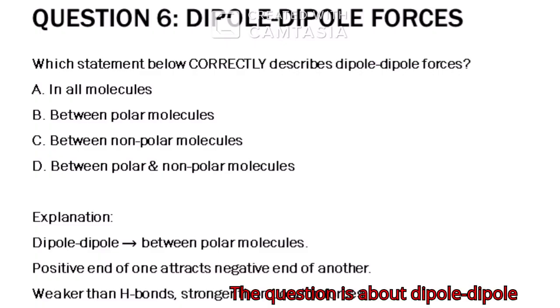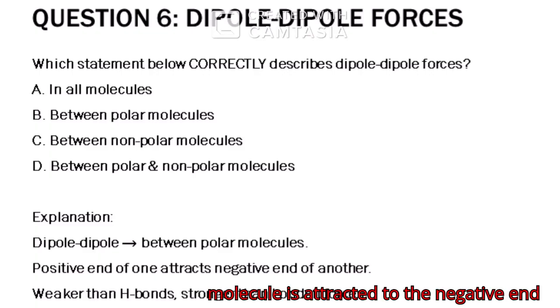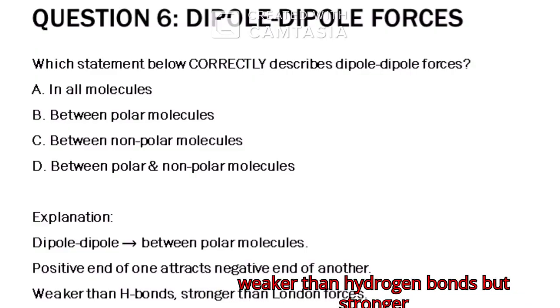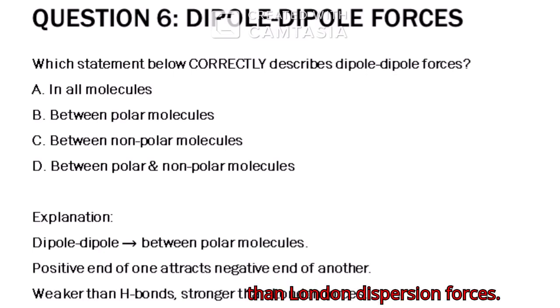The question is about dipole-dipole forces. Dipole-dipole forces occur between polar molecules. The positive end of one molecule is attracted to the negative end of another molecule. These forces are weaker than hydrogen bonds but stronger than London dispersion forces. Example: hydrogen chloride, HCl, molecules attract each other via dipole-dipole forces. Dipole-dipole forces are attractions between the positive end of one polar molecule and the negative end of another. So, correct answer is B.